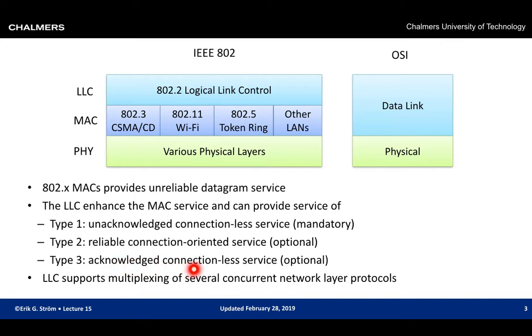So this one, type 3, basically, if you send a packet down, you will get an acknowledgement back when it's delivered. Type 2 is when you have a stream of packets, and then you can guarantee delivery of packets in order. So there you need some type of ARQ protocol. We will not talk about 2 and 3, but just talk about 1 here. And LLC supports multiplexing of many network layer protocols on top of this. So there could be many protocols on top of LLC at the same time.